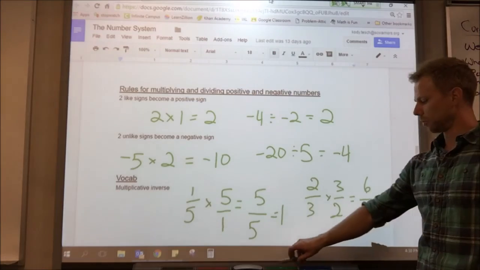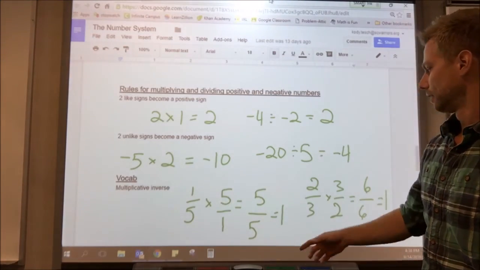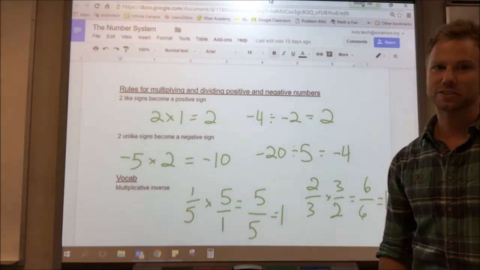Okay? So the multiplicative inverse is what you would multiply a number by to get the answer of 1. All right? That's all for notes.